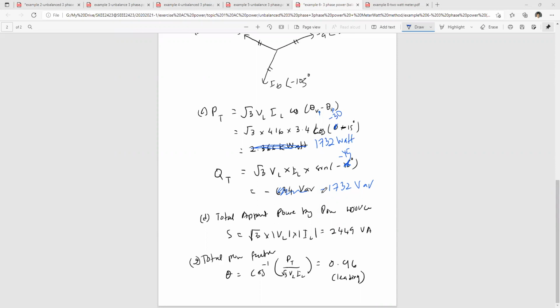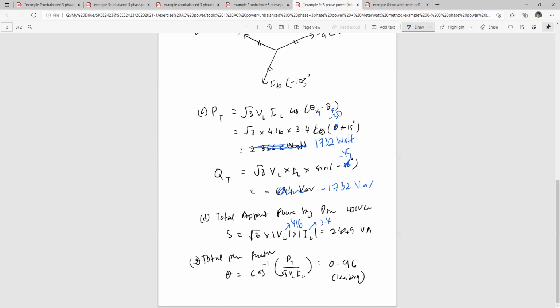The next question is the total apparent power supplied by the power source. So you just use the S supply, which is the apparent power supply, using the V line of the voltage supply and the line current, and then multiply with square root 3. V line is 416, and the I line is actually 3.4. So this one is actually 2449 VA.